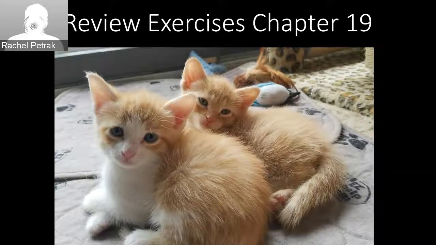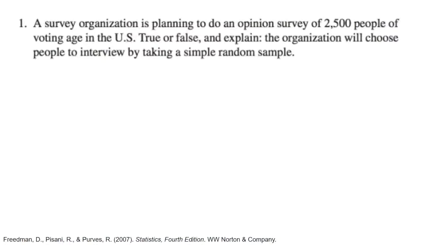In today's discussion, we're going to look at some of the review exercises from Chapter 19 pertaining to sample surveys. In our first exercise, a survey organization is planning to do an opinion survey of 2,500 people of voting age in the U.S. True or false, the organization will choose people to interview by taking a simple random sample. It's hard to know necessarily.